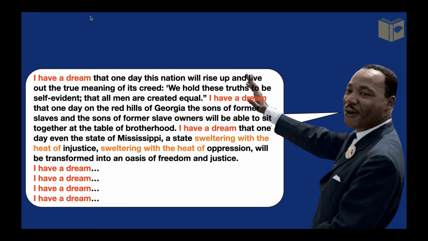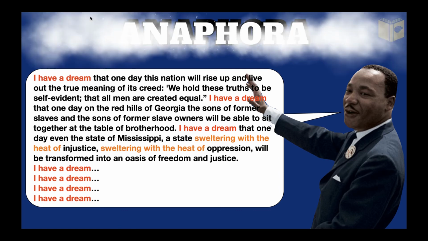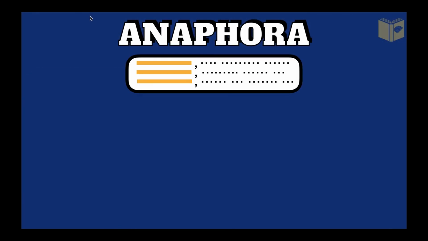Here, Martin Luther King uses another type of parallel structure called anaphora. Anaphora is where a word or phrase is repeated at the beginning of each sentence or clause. This is particularly effective in rhetoric, making speeches especially memorable.